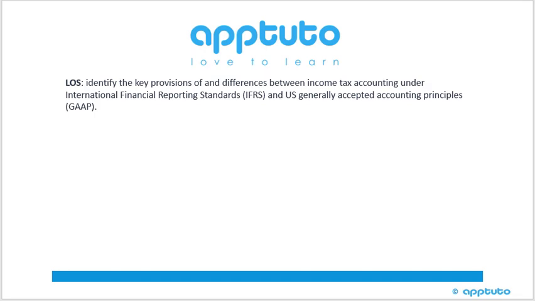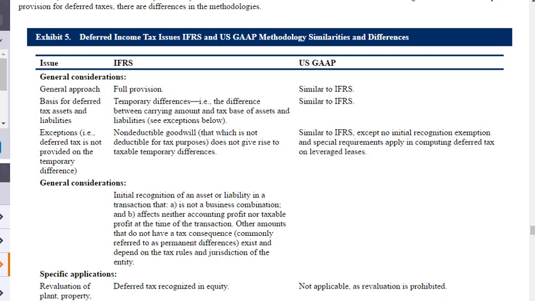This LOS is identify the key provisions of and differences between income tax accounting under International Financial Reporting Standards, IFRS, and U.S. Generally Accepted Accounting Principles, US GAAP. Okay, for this LOS, I'm just going to take a screenshot.